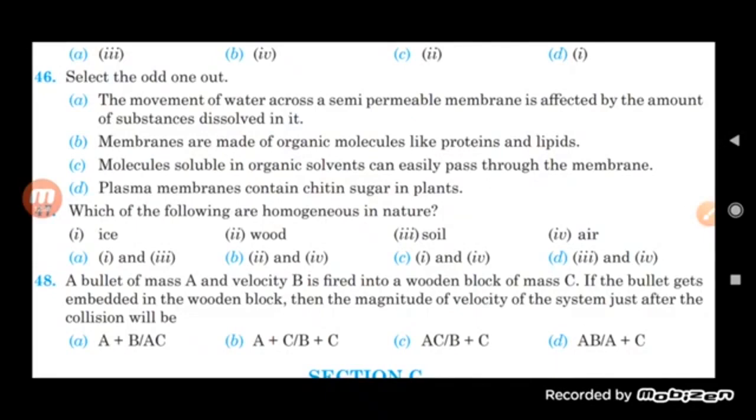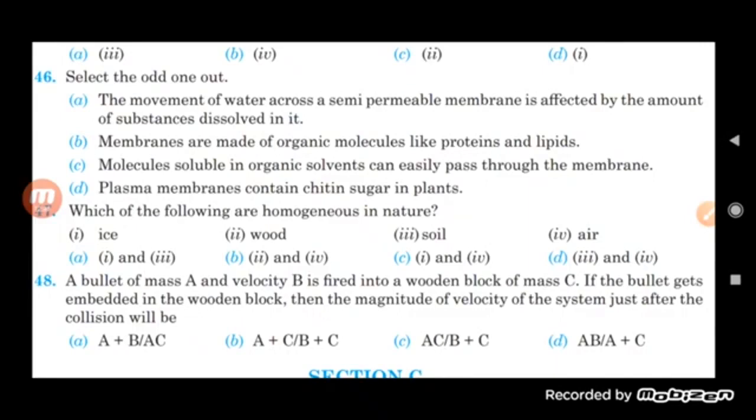So the movement of water across the semi-permeable membrane. Basically, the semi-permeable membrane helps in the movement of the water molecules from one side to the other side. Membranes are made up of organic molecules like protein and lipid.